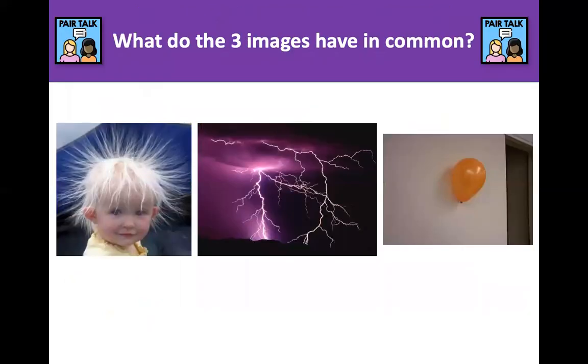To begin with, we can't do our pair talk, but just think about this by yourself for a few minutes: what do these 3 images have in common? I'm going to give you a few minutes. If you need more time, you can pause the video. What do they have in common?